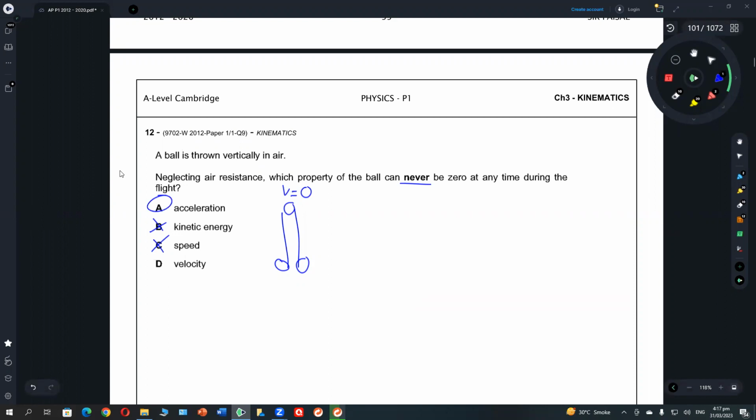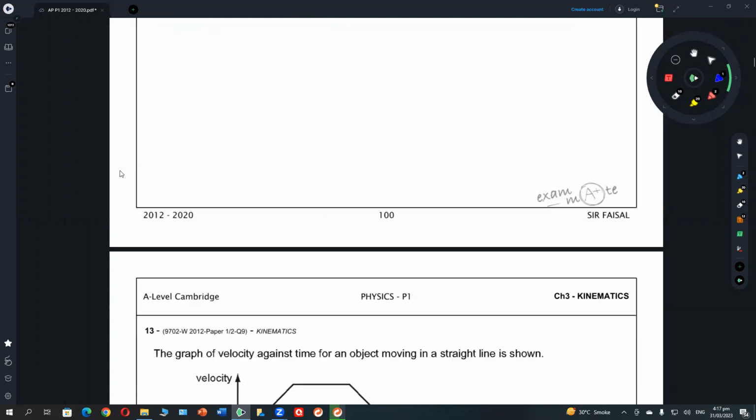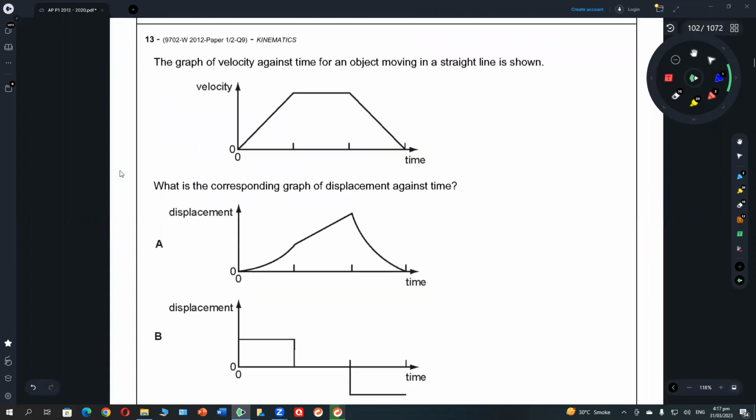Because at the highest point here, acceleration will be maximum. That will be the downwards acceleration then. It will be a maximum acceleration at the turning point. Now, this is a famous question that comes many times.